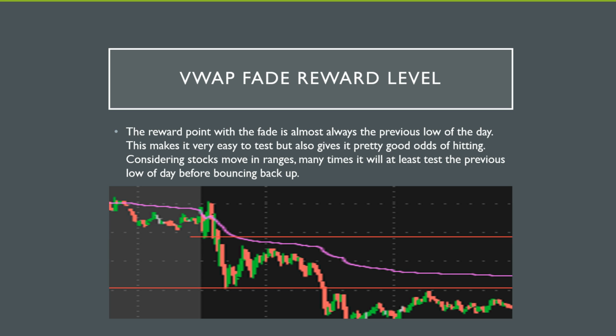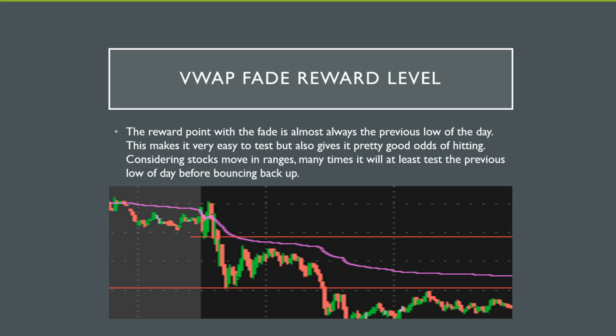And so the reward point with the fade is almost always going to be the previous low of the day. It makes it very easy to test, but it also gives it a pretty good odd of hitting. Considering stocks move in ranges, if you caught the ranges class we did last week, you know many times the stock's at least going to test the previous low of the day before bouncing up. And that makes it a very obvious and self-evident reward point, because if you can take profits there, if it does bounce up, you're still fine.